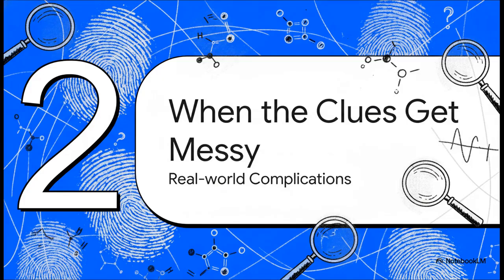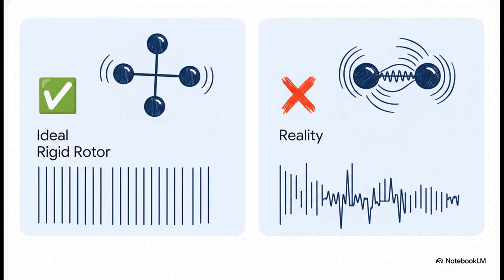And just like any good detective knows, real-world evidence is almost never clean. The clues get messy, and our nice, perfect fingerprints, they can get seriously smudged. So here's problem number one. Real molecules aren't perfectly rigid.